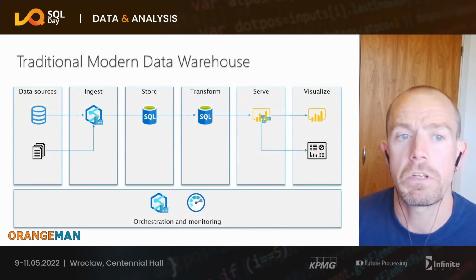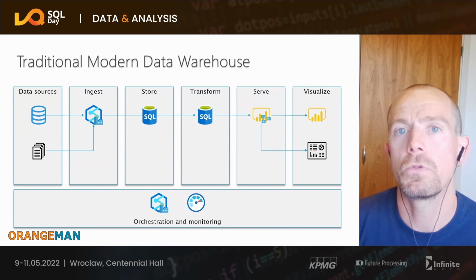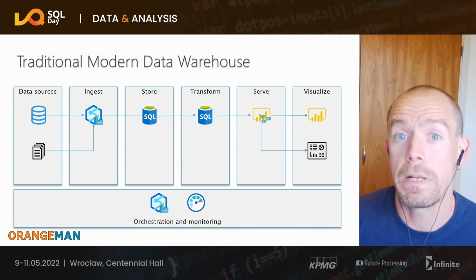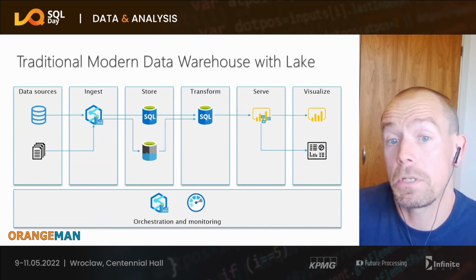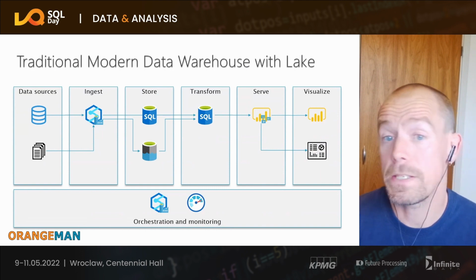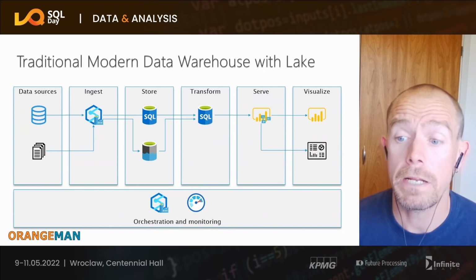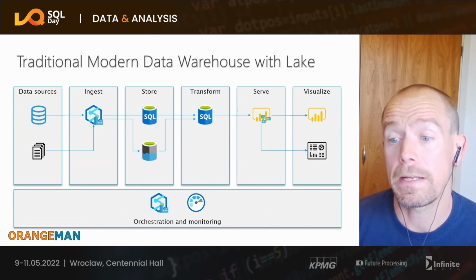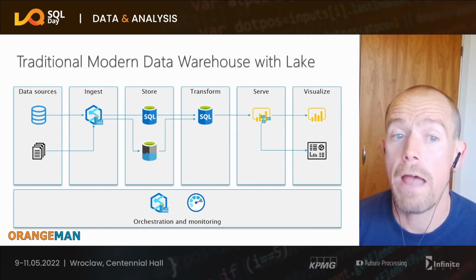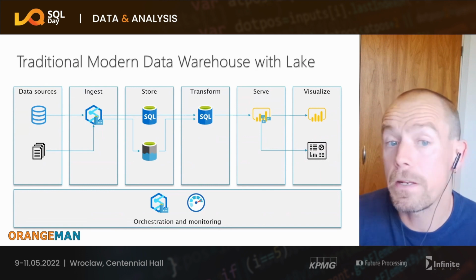So here we have the traditional modern data warehouse, and what if we wanted to support also more unstructured data? What are our possibilities here? We actually have the possibility to put in a data lake as part of our store layer, so we can have both the SQL database but also a data lake. That is perfectly fine. If some of your data is structured, you just put it directly into the SQL database.